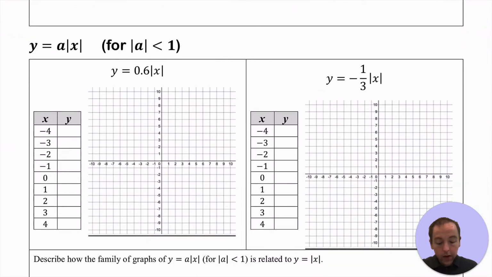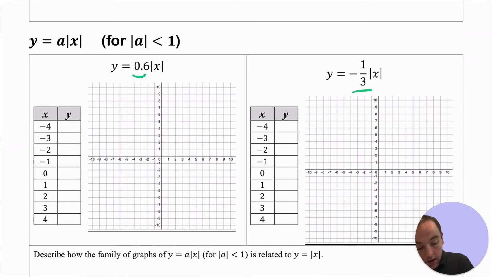However, when we get numbers like these couple of numbers here, we're not going to see a stretch, because these particular numbers, 0.6 and negative 1/3, when you absolute value them, are going to have values smaller than 1. And so it's actually not going to stretch the graph. It's going to make the graph grow less vertically. It's like you're pushing into the graph, making it grow less and going flatter, like a pancake.